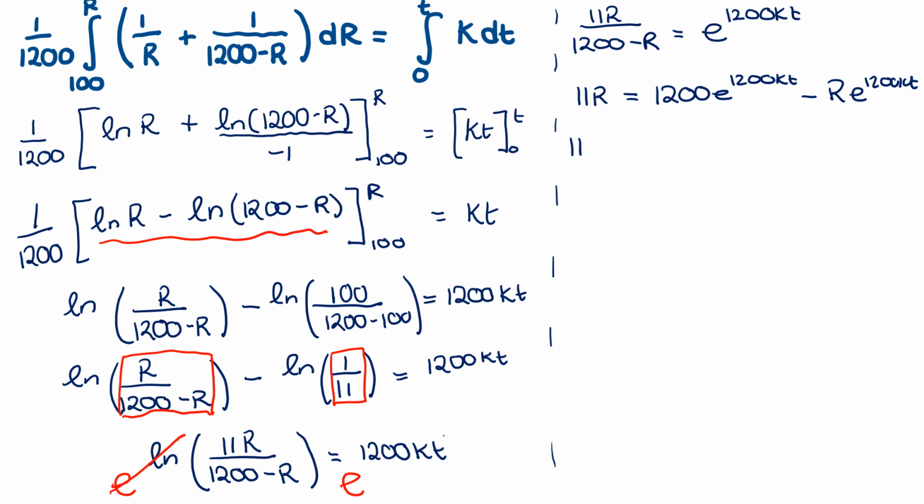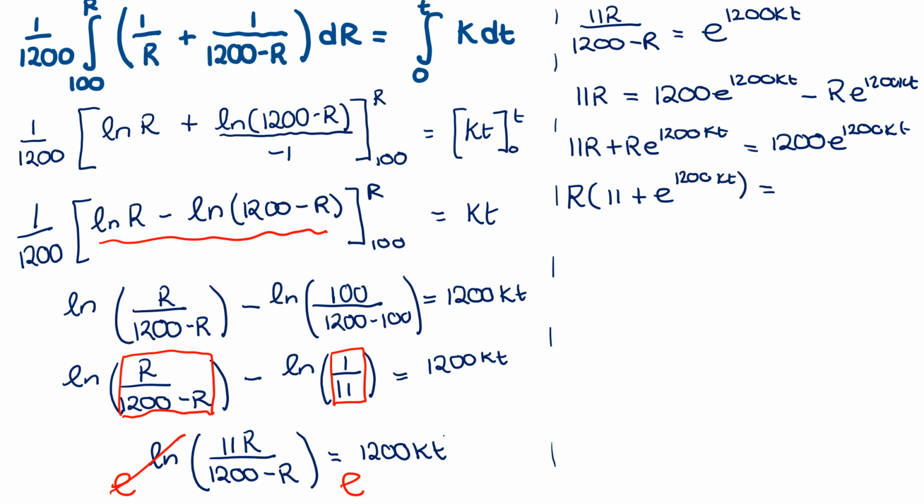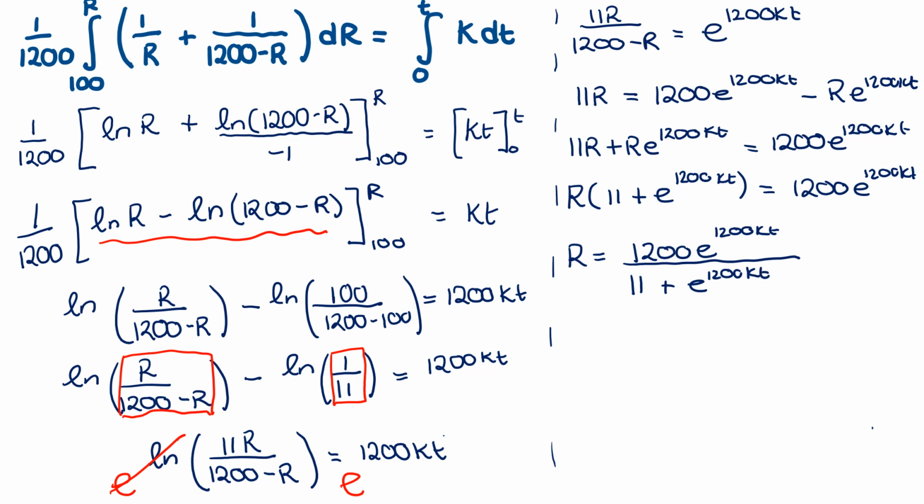I'm going to bring all the or's to one side, so 11 or plus or e to the power of 1200 kt is equal to 1200 e to the power of 1200 kt. Pull out that or, gives me 11 plus e to the power of 1200 kt, and that equals 1200 e to the power of 1200 kt. So or on its own, bring it across that bracket, we're going to divide by it: 1200 e to the power of 1200 kt divided by 11 plus e to the power of 1200 kt. And that's our answer for or in terms of k and t.